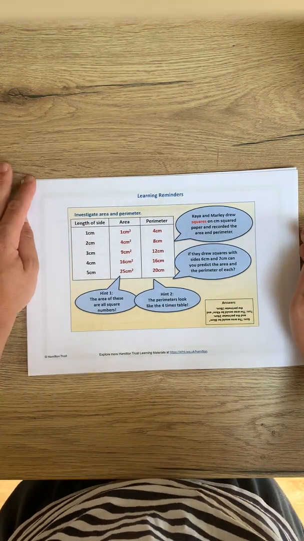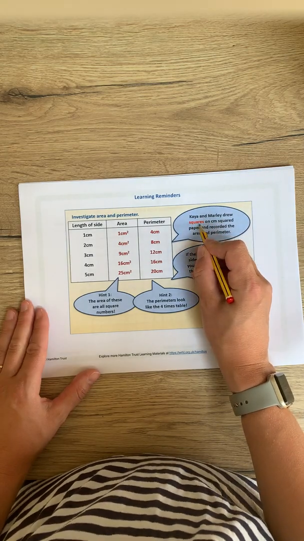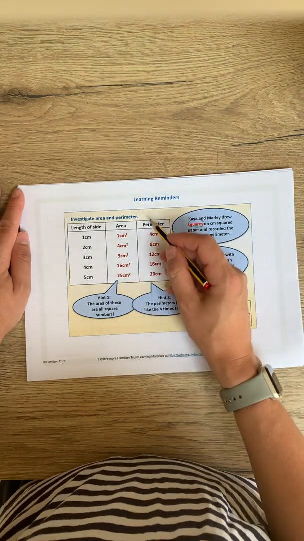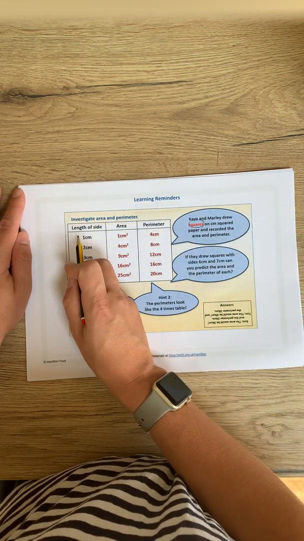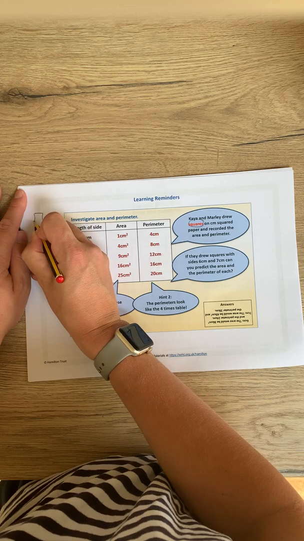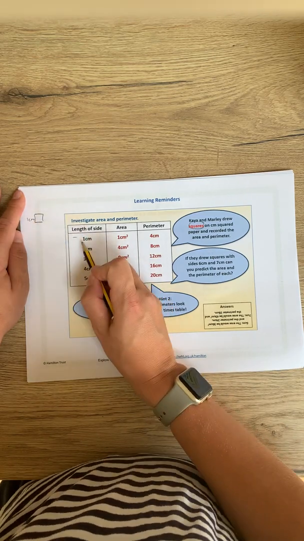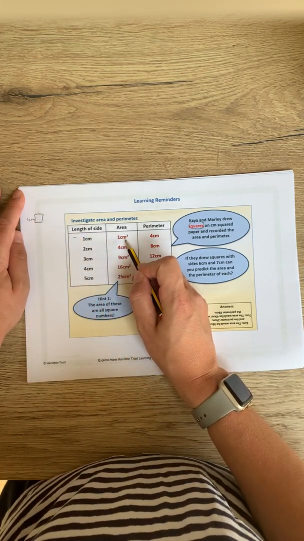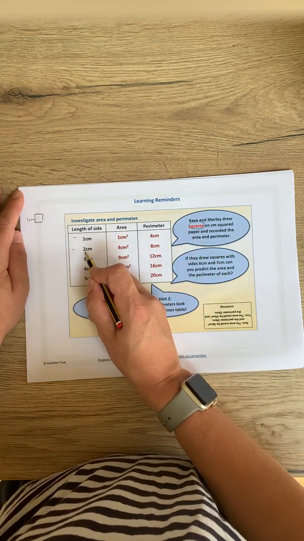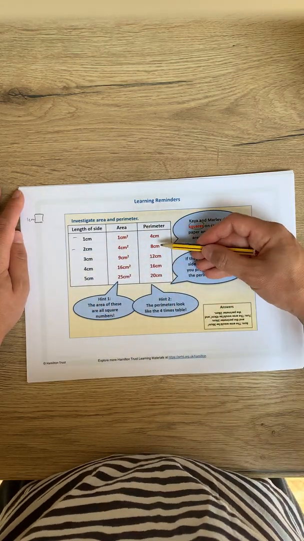Now here you can see a table which shows Kaya and Marley drew squares, so we're not looking at rectangles, squares, on some squared paper, and they recorded the area and the perimeter. So on this column you've got the length of each side of the square. So for example, this one would be a square which had 1 centimetre sides. As it's a square, it's obviously got all the sides the same length. For this square, the area was 1 centimetre squared, the perimeter was 4 centimetres. For a square which has 2 centimetre length sides, area is 4 centimetres squared, perimeter is 8 centimetres, and so on.